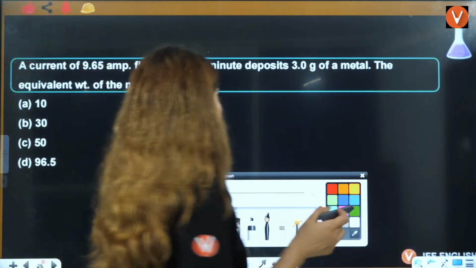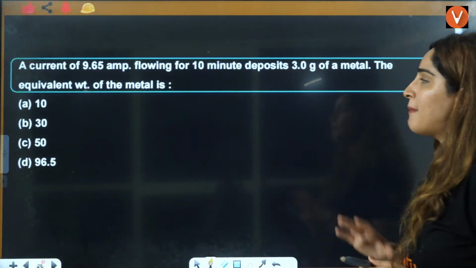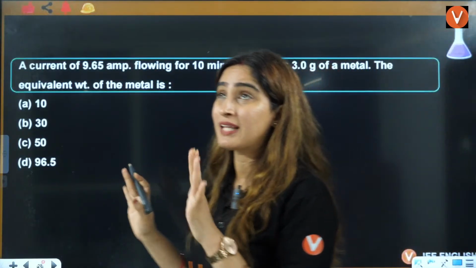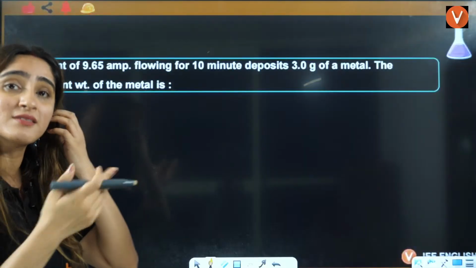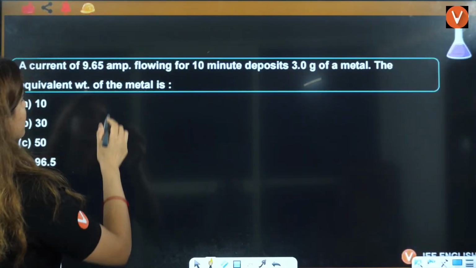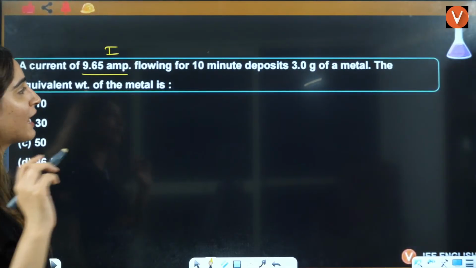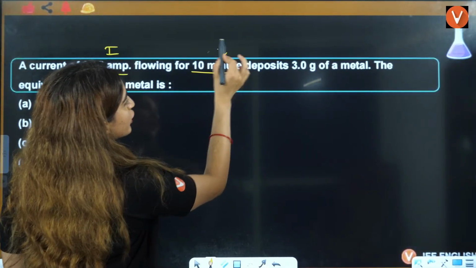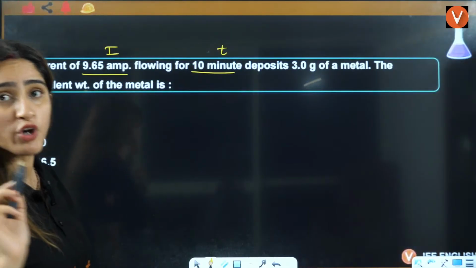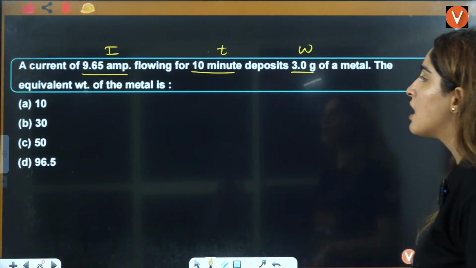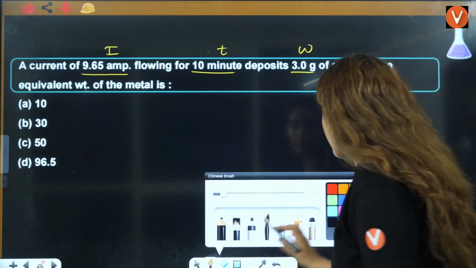Then the next question is: an amount of current of this much. Now, that was based on the unitary method, and this is exactly based on Faraday's law. This is the current that you have, flowing for 10 minutes. This is the time that is given to you. It deposits this much of metal. Now they are saying the weight of metal deposited is 3 grams. You have to tell the equivalent weight of the metal.